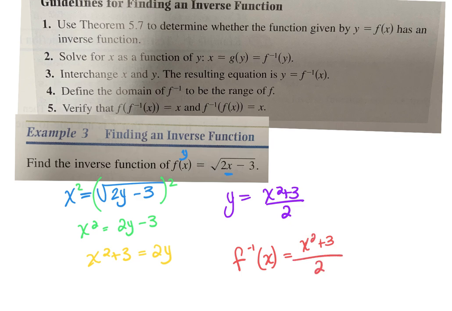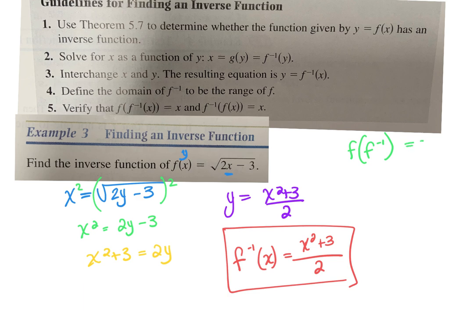And so we have our function. And you can check yourself by just saying f of f inverse. You should get x. If you don't get x, you did something wrong, either in your original or in your checking. But you can check these to make sure that you did that inverse correctly.